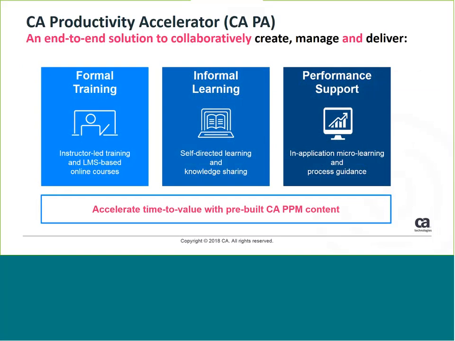So first, I just wanted to take a step back for those of you that might not be familiar with CAPA. CAPA is an end-to-end solution that allows customers to collaboratively create, manage, and deliver a full range of training, enablement, and support material to help drive effective user adoption. That includes formal learning, like classroom training, informal learning, and ongoing performance support and application help. We help accelerate time to value with pre-built CAPA or CA PPM content, which also helps customers get a jump start on content creation efforts.